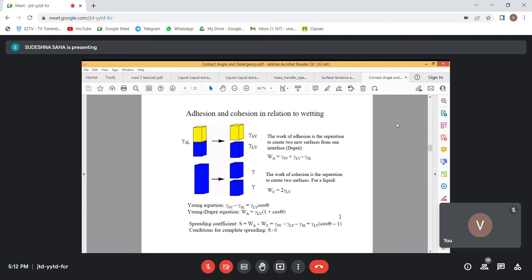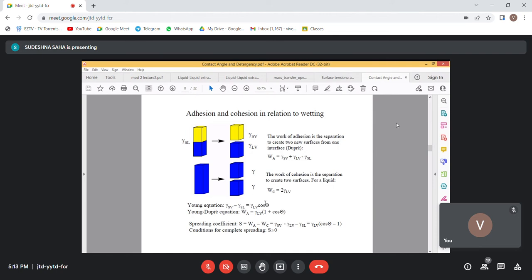Now we will try to see what adhesion and cohesion are in relation to wetting. Basically, work of adhesion is the separation to create two new surfaces from one interface, and that is known as the Dupuis equation. So basically you have this gamma SV. If you consider this one block and this another block, for two dissimilar surfaces you want to make a single surface, and that is given by the work of adhesion. WA equals gamma SV plus gamma LV, these two, minus gamma SL. Okay, and work of cohesion is the separation to create two surfaces for a liquid, so WC will be equal to 2 gamma LV, because both are in the vapor phase.